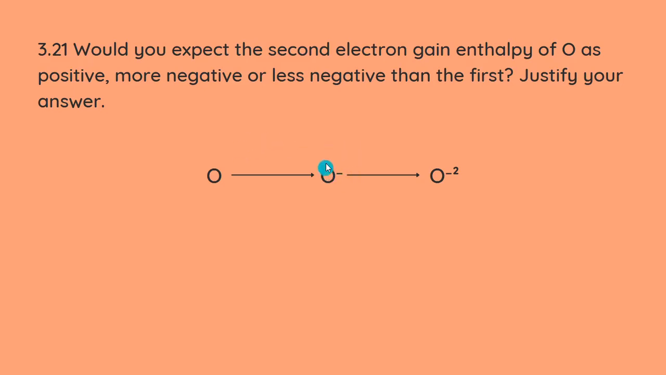From here to here, it will be negative, minus 141, if I'm not wrong. And from here to here, it will be positive, because there is already an extra electron, which is going to have some amount of repulsion. When another electron has to be added, it requires some amount of energy.